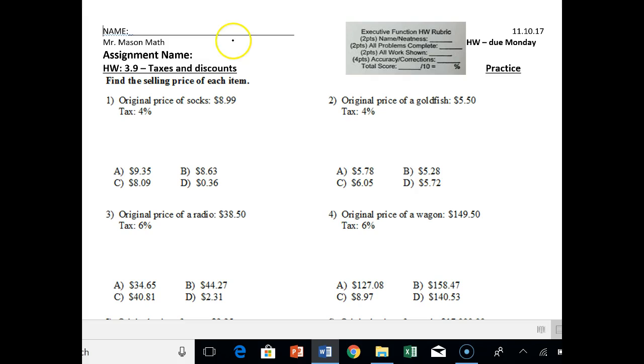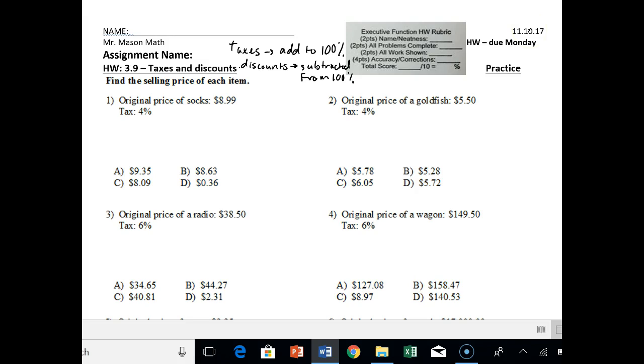So the key thing to remember is that taxes are usually just greater than 100%, so you're adding to 100%, because you're going to pay more than 100% of the price, whereas discounts are going to be subtracted from 100%, because you're going to be paying less than 100% of the price. So subtracted from 100%. Okay, so this is a practice homework and it's due Monday.